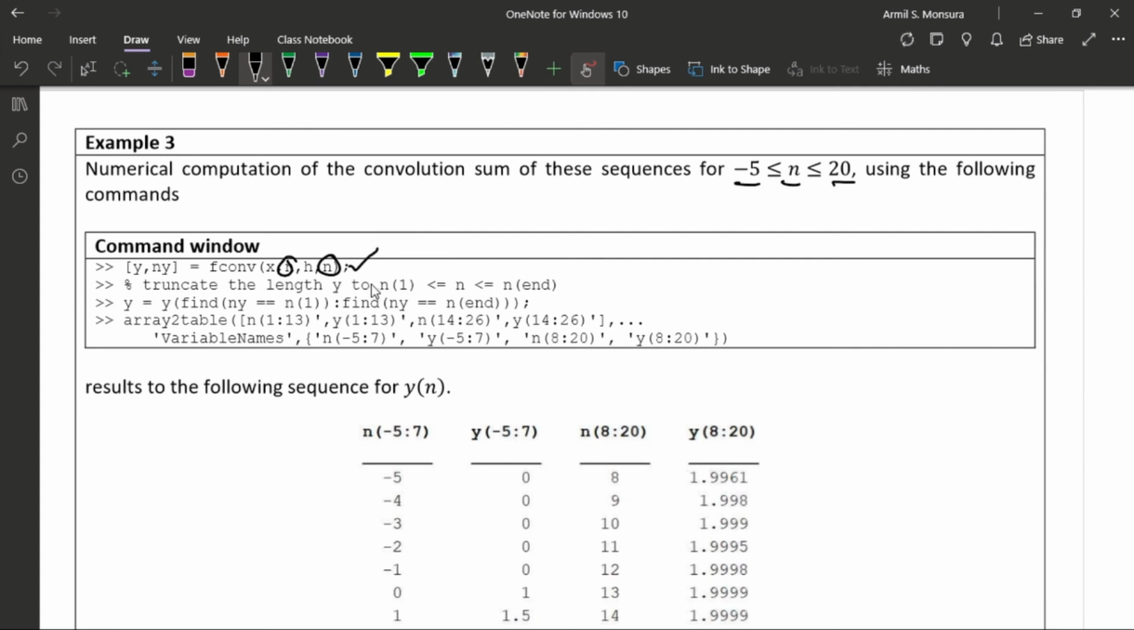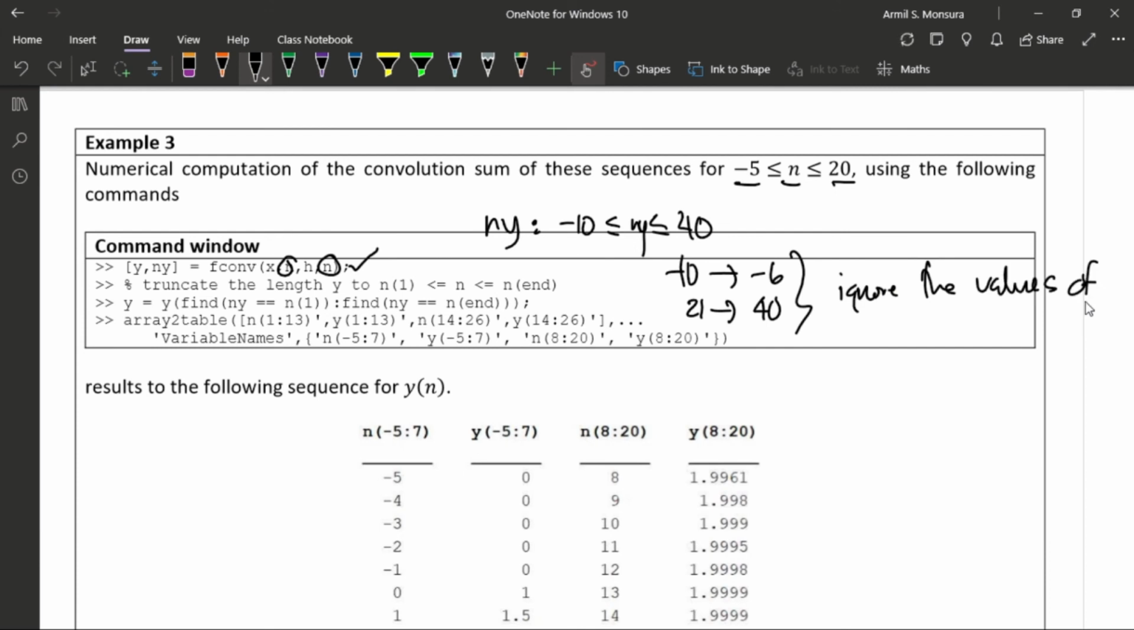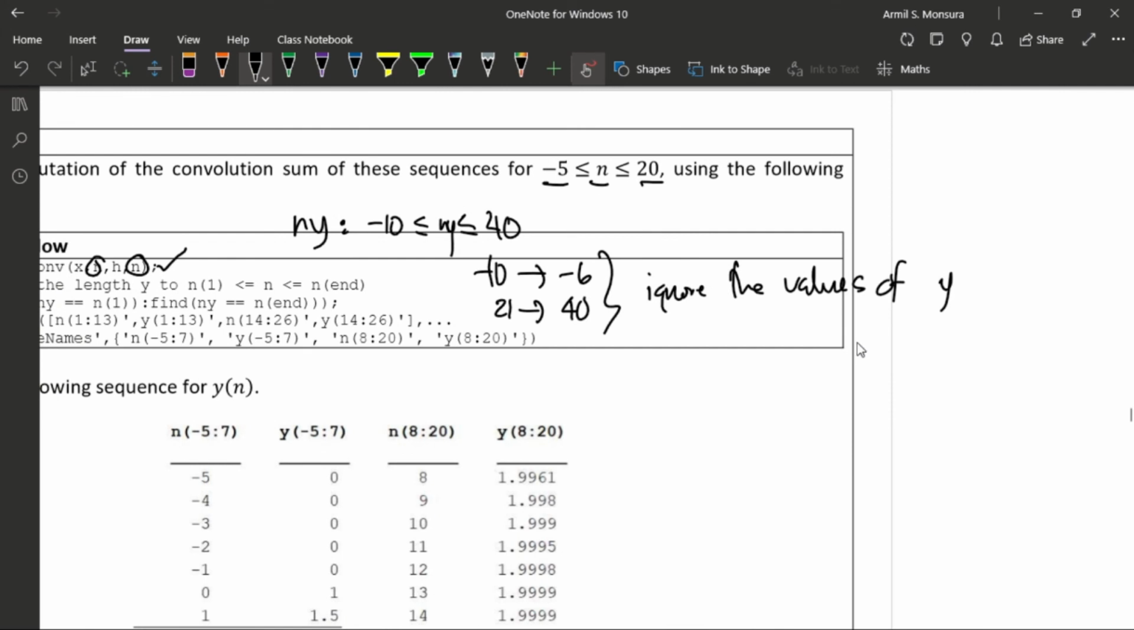Okay? And since ang magiging y of n niyo dito is from negative 10 hanggang 40, I-ignore natin yung values ng y from negative 10 hanggang negative 6, at saka from 21 hanggang 40. So sa mga ranges na yan ng y, okay, ignore the values of y. Okay? Kasi nga erroneous yan.